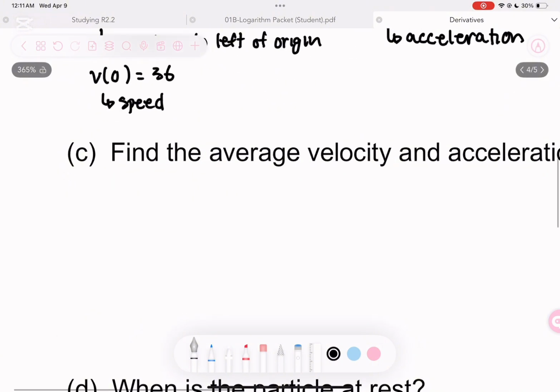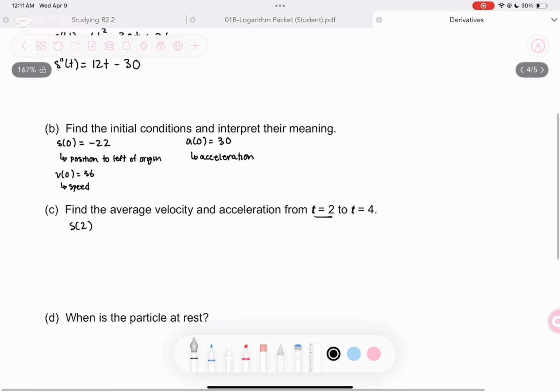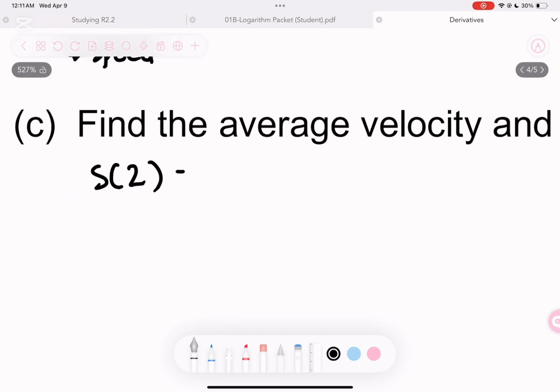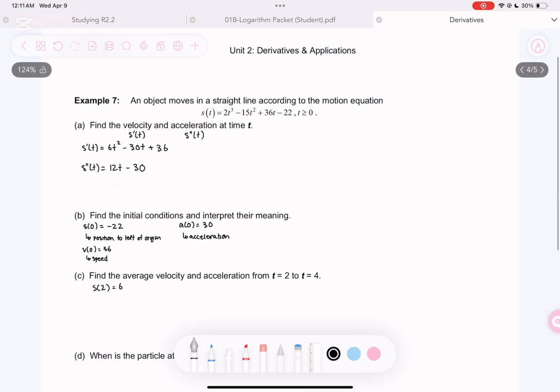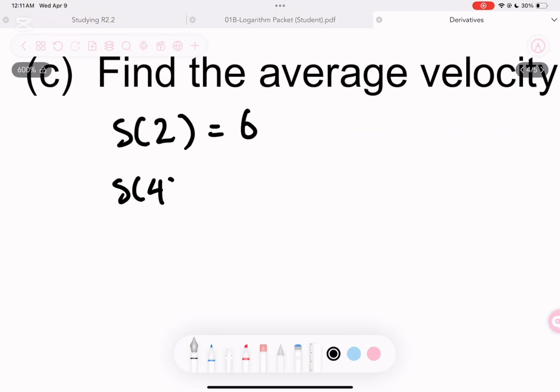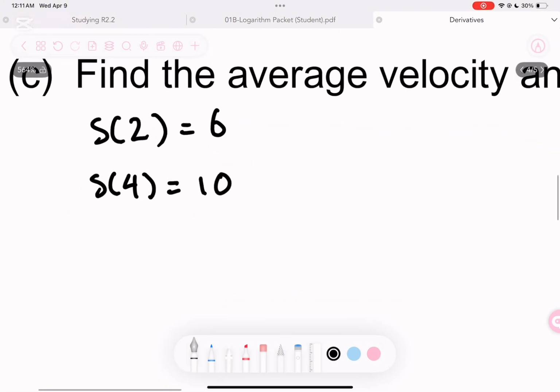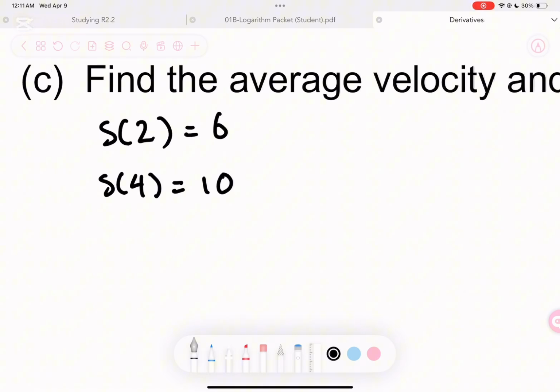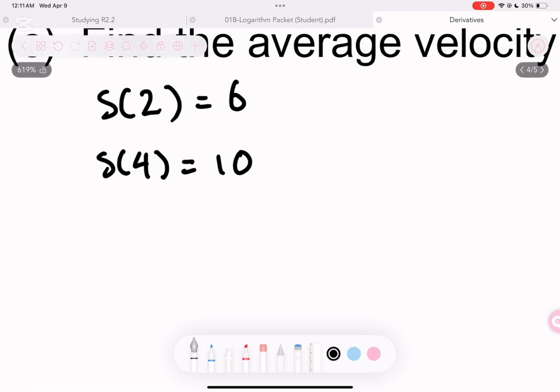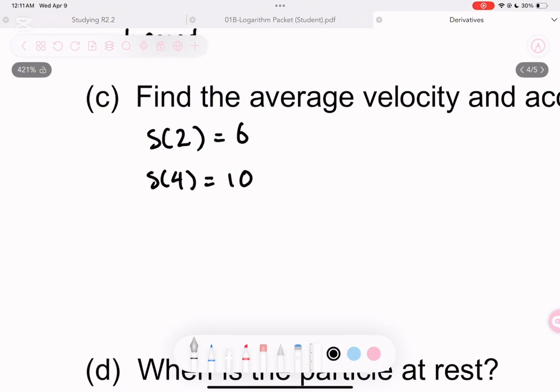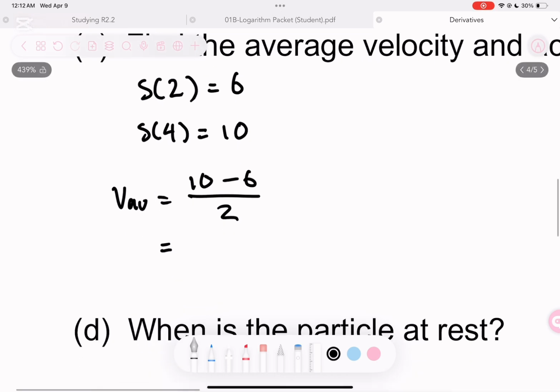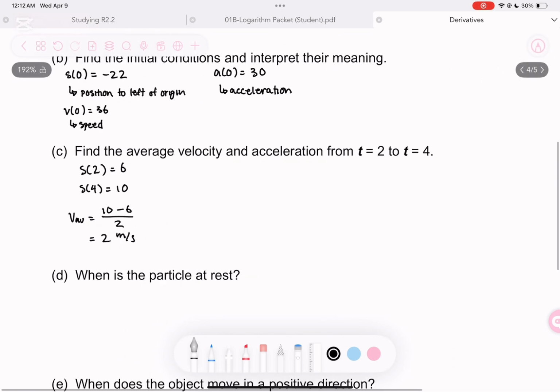So you want to find s at 2, because that's over here, right? When you sub it in, you eventually get 6, after subbing it into all of this, which I'm too lazy to do right now. And then when you find s at 4, you get 10. If you want to find the average velocity, you average these two. So average velocity is 10 minus 6 over 2, and then you have 2 meters per second, which is your average velocity.